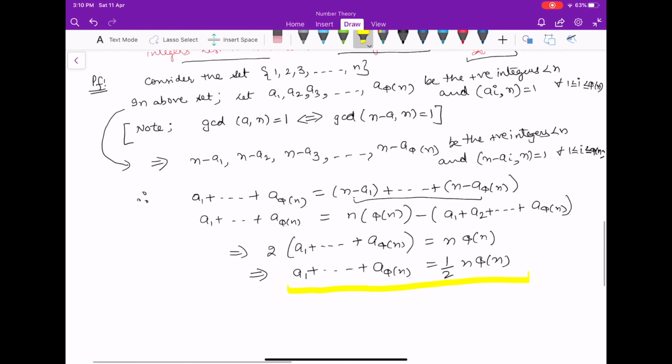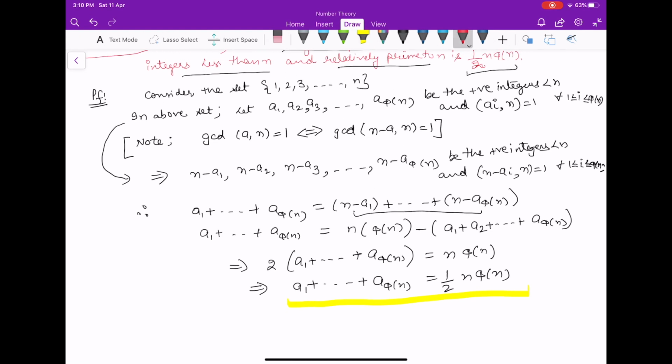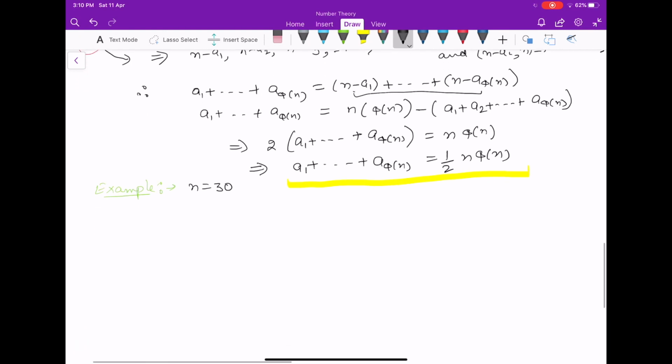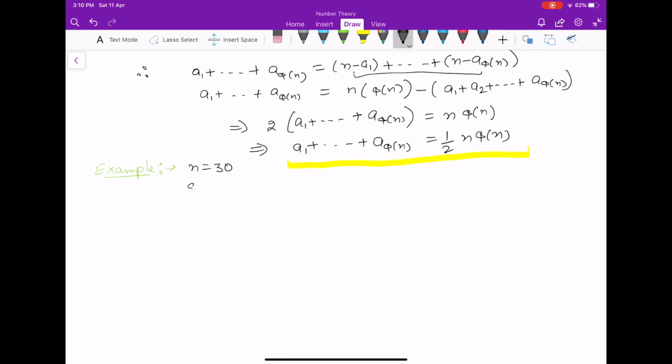Now let's explain this star remark, if there is still some confusion, with an example. So what does this example say? Let me consider a number n equal to 30. If n is 30, what are the positive integers that are relatively prime with 30? And then we can find these numbers. So the positive integers that are less than 30 and relatively prime to 30.